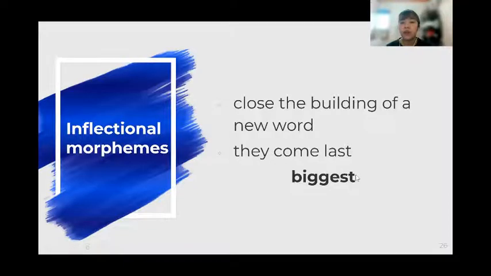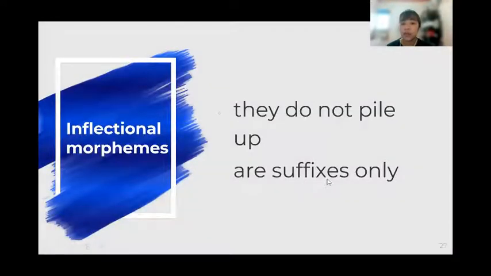So they close the building of a word because hindi ka na pwede magdugang sang another suffix pa dire. Hindi ka pwede nag-bigger ka then madugang kapag est, biggerest. So not only is that not allowed, but it's also grammatically wrong. So they come last as well. Mga inflectional morphemes, they are always seen at the last part of the base form. So they are suffixes only. Wala inflectional morphemes na prefix. So they do not pile up. As I said, hindi pwede nga base form plus inflectional morpheme plus inflectional morpheme. Isa lang gid na siya ka inflectional morpheme.